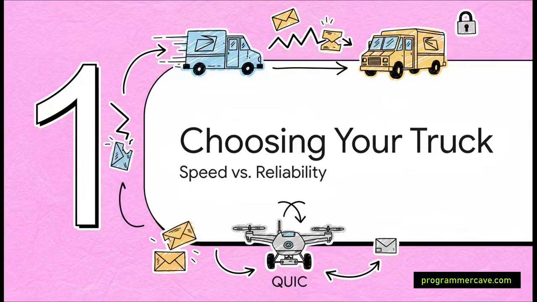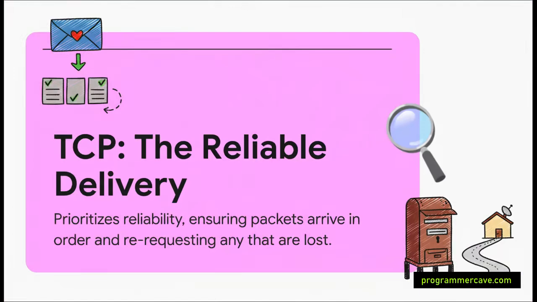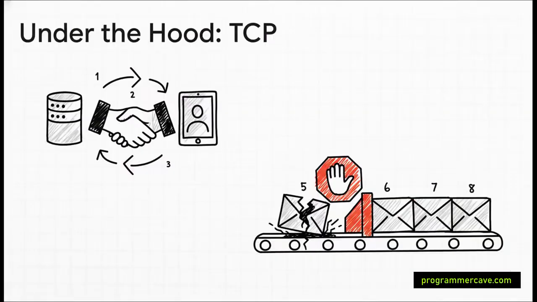First up is TCP. Think of TCP as the certified signature-required delivery truck. It is all about reliability. Its number one job is to make absolutely sure every single packet gets there, that they're all in the right order, and that there are zero errors. It is meticulous. So how does TCP pull this off? Well, before it sends anything, it does this thing called a three-way handshake to make sure the connection is solid. Then it numbers every single packet. If one goes missing, it literally stops everything and asks for it to be sent again.